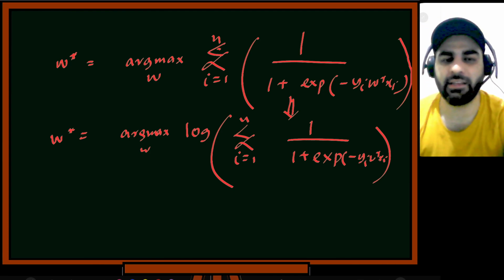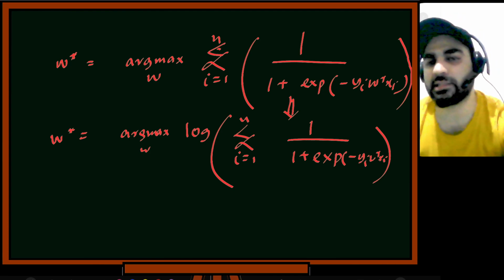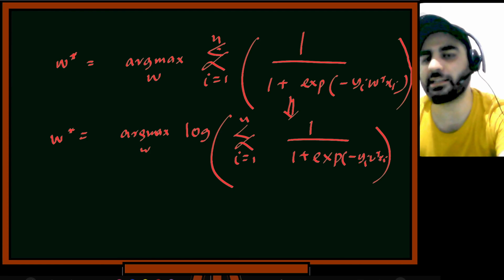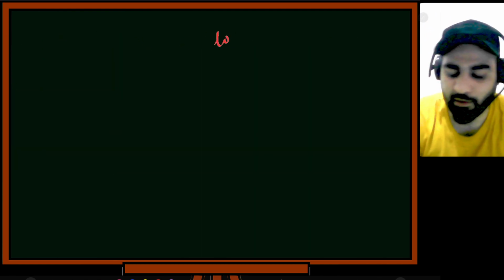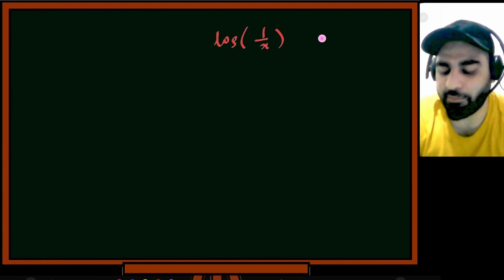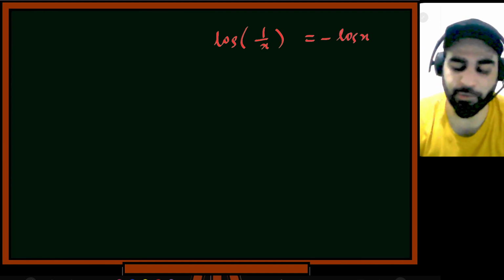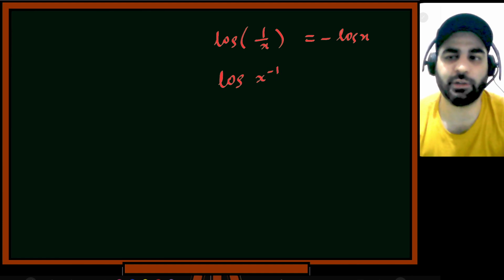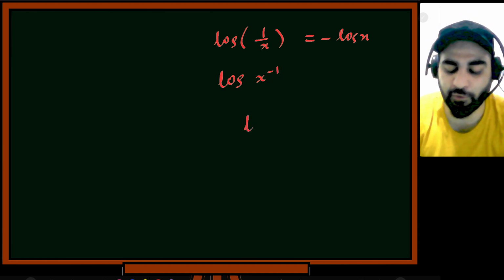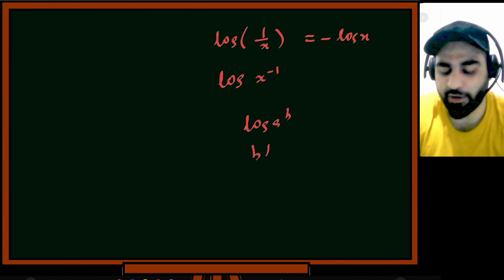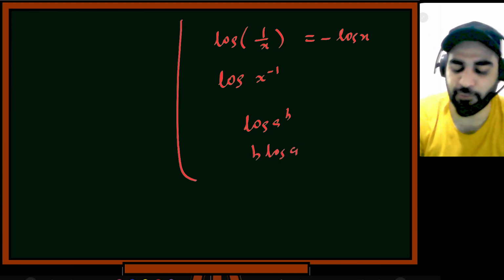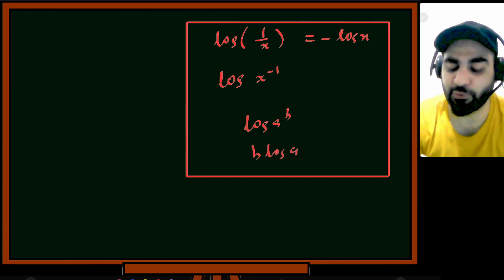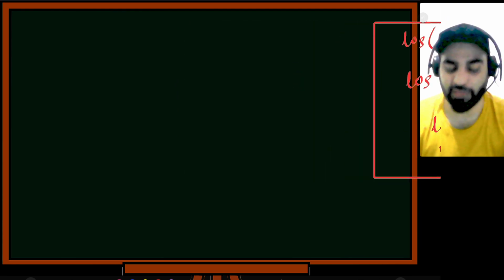Okay, so now you know what is log of 1 by x? That is minus log of x. You know this property, because log of 1 by x can be written as log of x raised to the power minus 1. And then you know the property log a to the power b is equal to b log a. Just a side note, I hope that you guys know this. So log of 1 by x can be written as this. That's what I'm writing over here.